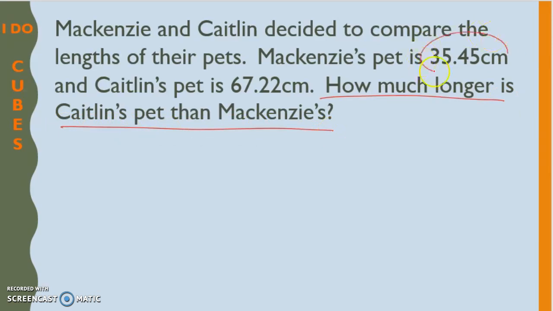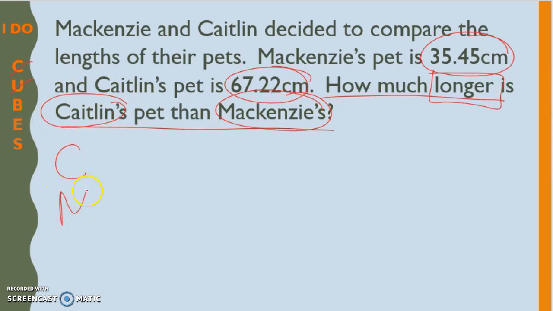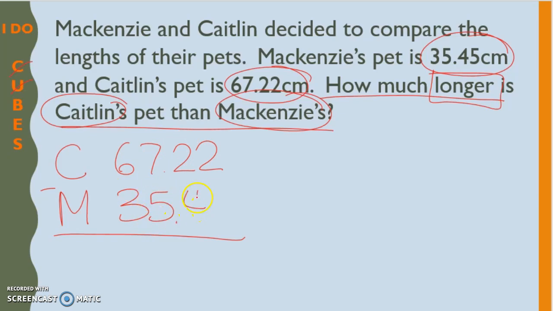Let's circle our important numbers, and we've underlined the question. We want to know, what's the action word? How much longer Caitlin's is than Mackenzie's. So Caitlin's is the longer one, and Mackenzie has the shorter one. So that's actually how we're going to organize our equation. Now, at the beginning of this, it's only going to be an expression.